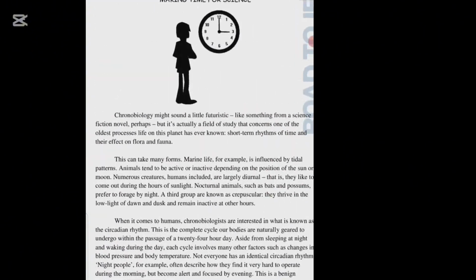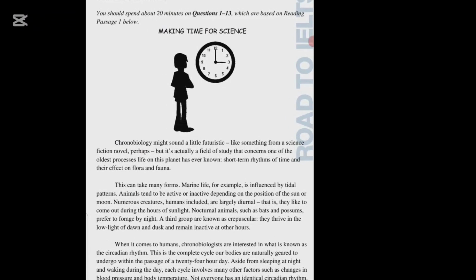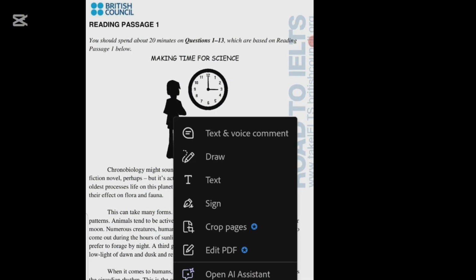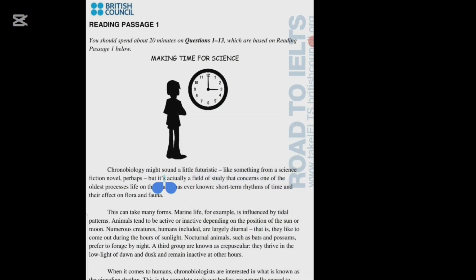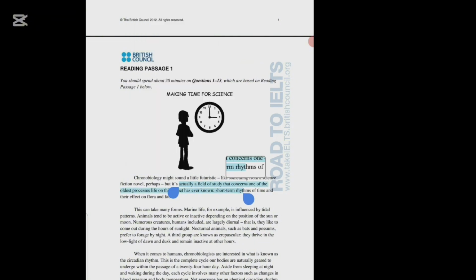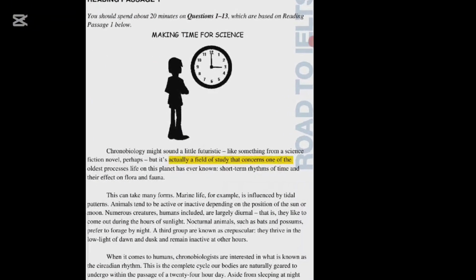From the first part, I want to see the definition of what chronobiology is as a study. Here we have: chronobiology might sound a little futuristic, like something from science fiction, but it is actually a study. So we can see something close to our keyword. Now they're telling us what kind of study chronobiology is: a field of study that concerns one of the oldest processes of life. Hope this is clear enough. So I want to highlight that, and we're looking for the study of how living things evolve, and now we can see the study of chronobiology, which is pointing to either a true or a false.